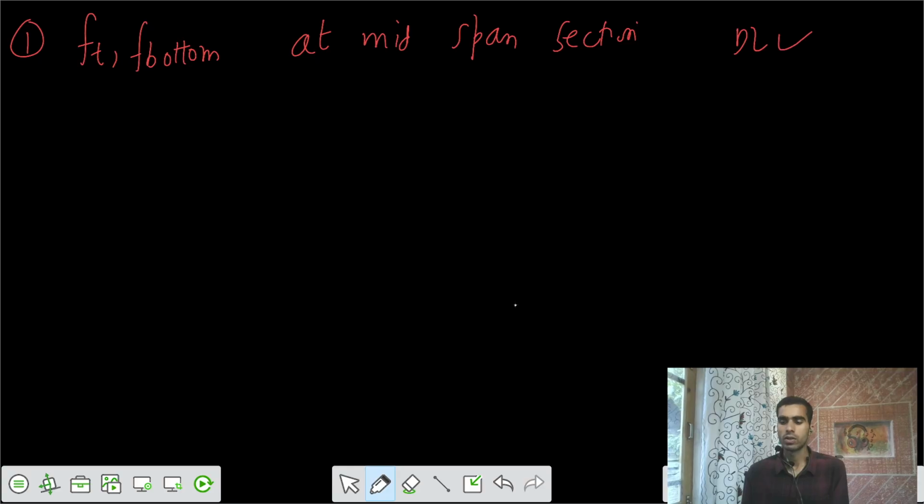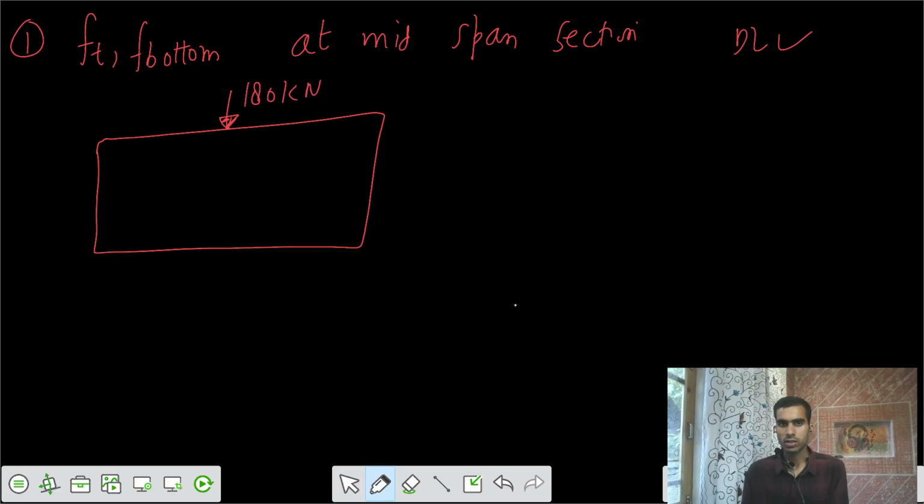Dead load also accounted. Okay, now the beam is there, and I'm applying the load, that is a concentrated load of 180 kilonewton. This is the external load I am applying, and the cross section of the beam is 400 by 600. Now the cable profile is a bent cable. So eccentricity is 0 at the midspan. Eccentricity is 0 at the ends.